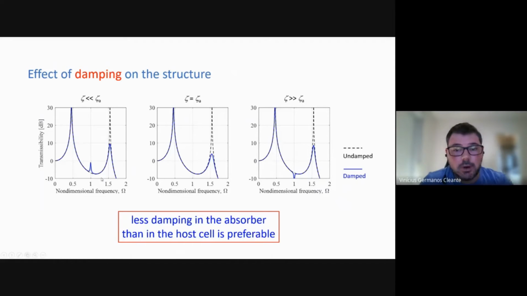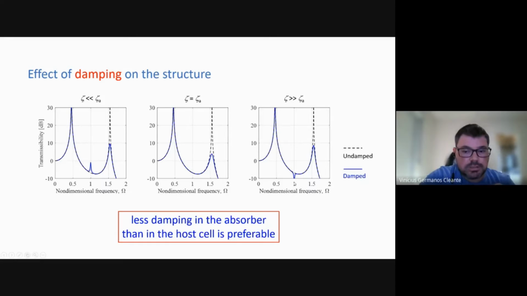So at the optimal tuning condition, the absorber is tuned to the host cell resonance frequency. And at the resonance frequency, the system dynamic is controlled by the damping. So, of course, the damping will play an important role in our structure. In the case where the host cell damping is greater than the absorber damping, which is shown in the right figure, a valley may occur at the same tuning frequency.